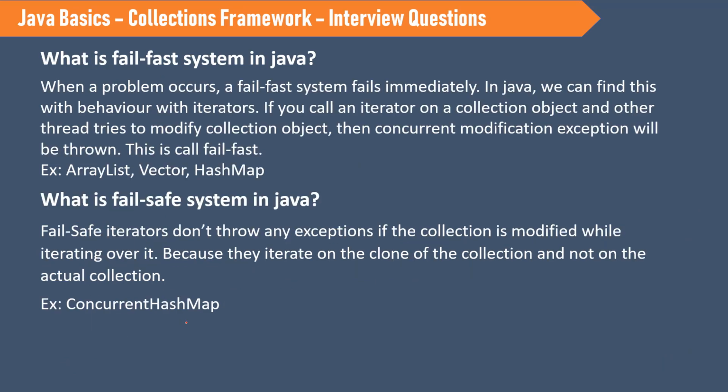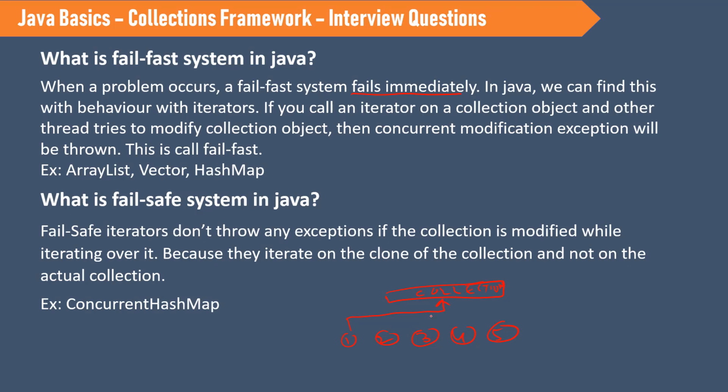What is fail fast system in Java? A fail fast system is when a problem occurs, it fails immediately. We already discussed this in the previous videos. Let's say I have a collection and I am running my tests in parallel: first test, second test, third test, fourth test, and fifth test. Let's say these five tests are running in parallel, and the first test is accessing a collection.